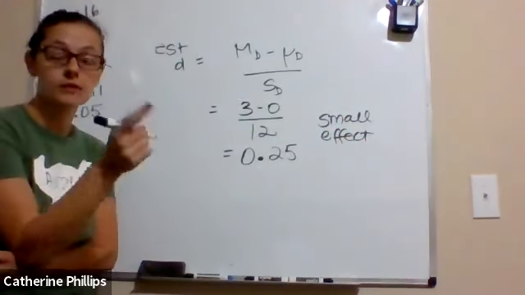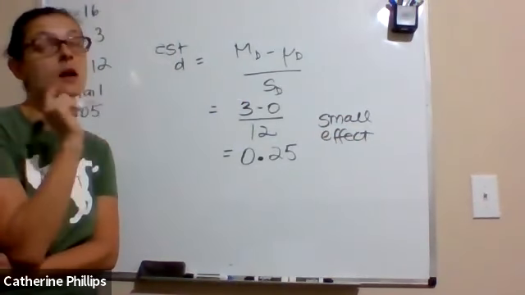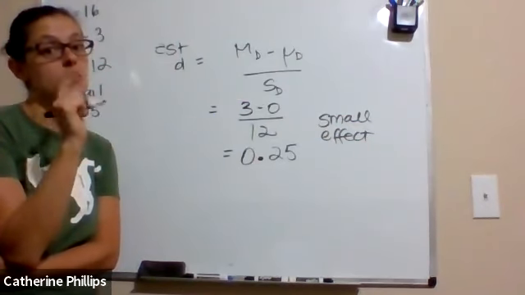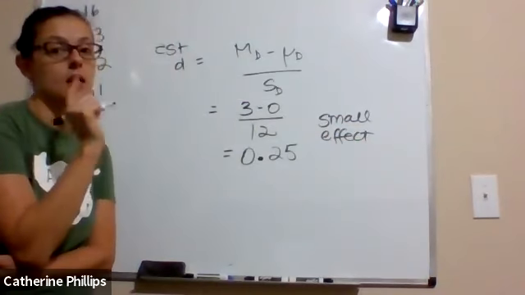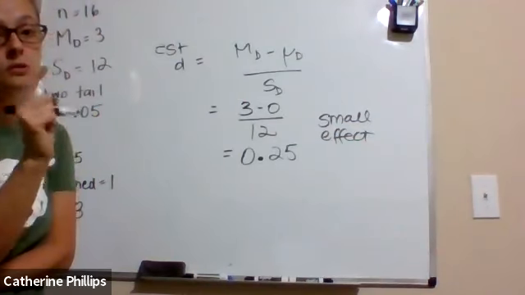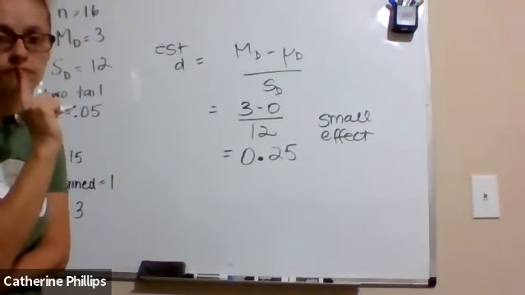When the standard deviation was 4, the estimated Cohen's d was 0.375. When the standard deviation was increased, Cohen's d decreased, and it went from 0.375, a medium effect, down to 0.25, a small effect.